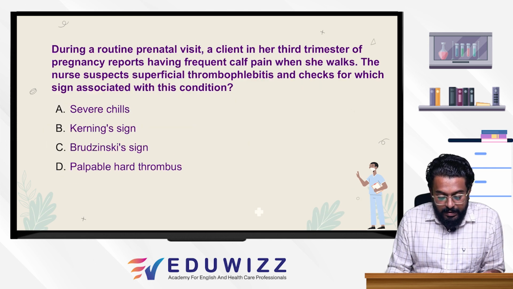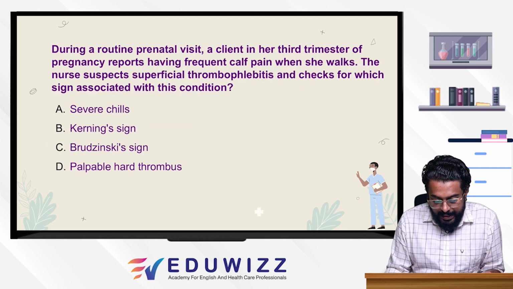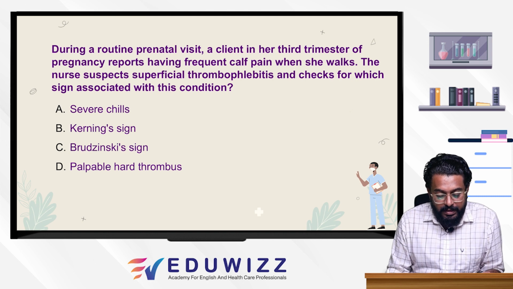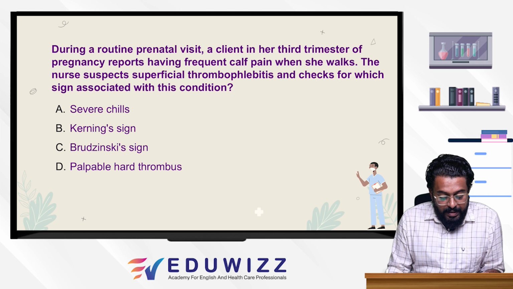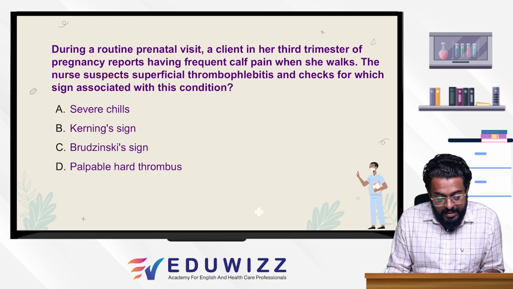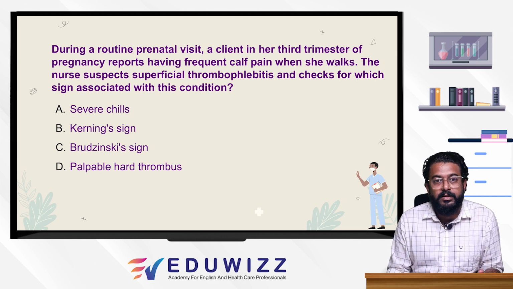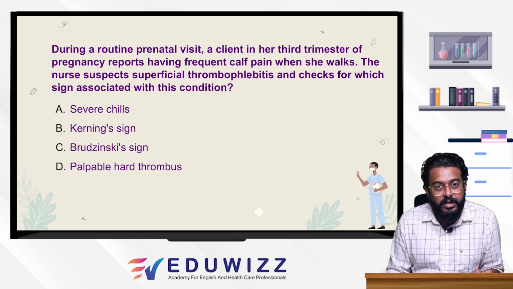During a routine prenatal visit, a client in her 3rd trimester of pregnancy reports having frequent calf pain when she walks. The nurse suspects superficial thrombophlebitis and checks for which sign associated with this condition. A, severe chills, B, Kernig sign, C, Brudzinski sign, and D, palpable hard thrombus. So during pregnancy, a patient is having calf pain, which indicates DVT or superficial thrombophlebitis. So which assessment is associated with this condition?